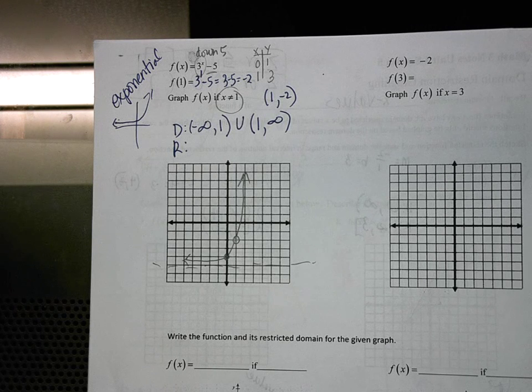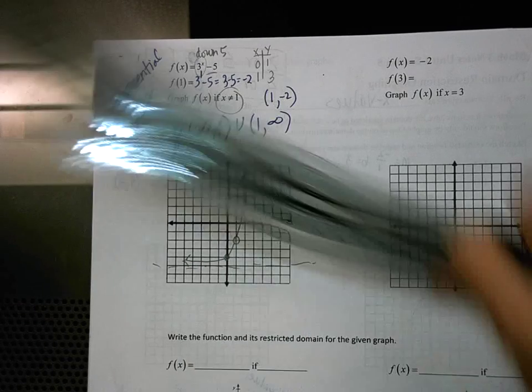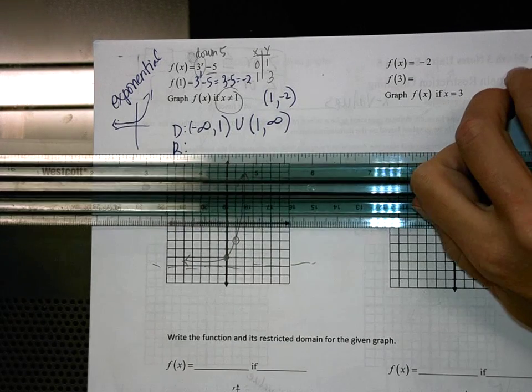Not sure. Okay, so what's this? You're not sure on this one? Okay, let's go back to this one. So remember, x and y goes right and left, right? Okay, I'm going to block some things here.